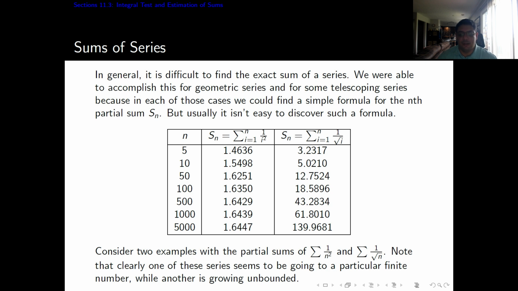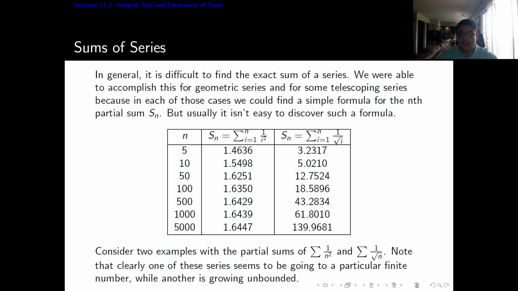As you can notice, for 1 over n squared, the sum is approaching the number 1.6447. So from the point of view of limits, this is saying that the limit as n goes to infinity is going to be about 1.64, or 1.6. You can claim that in there.